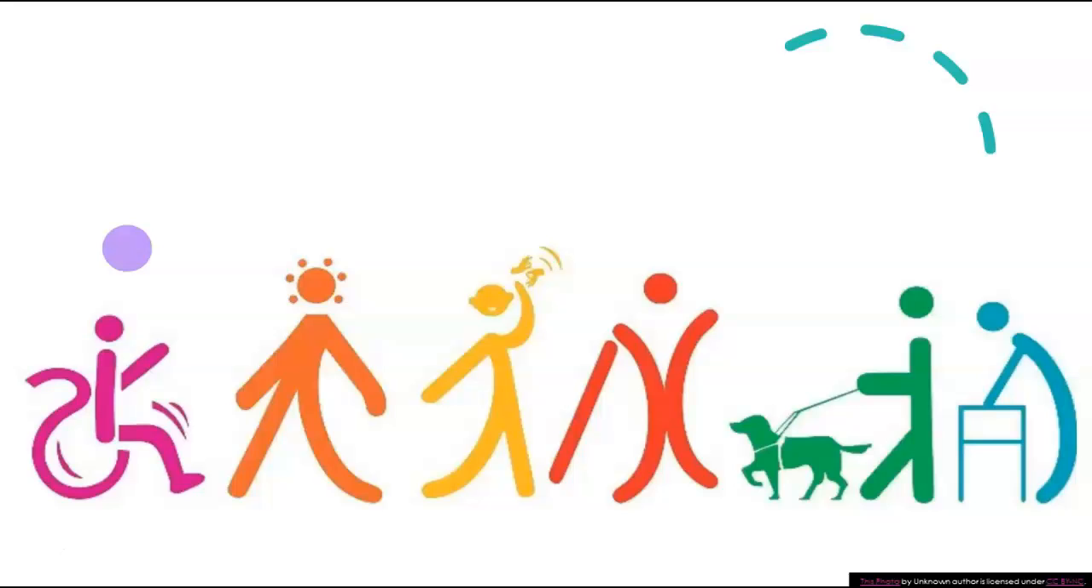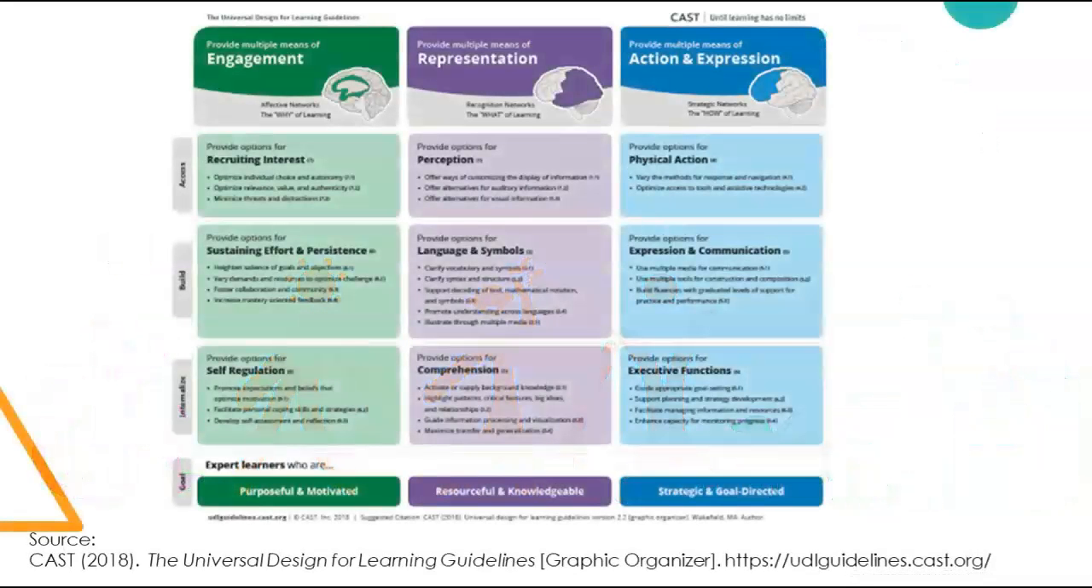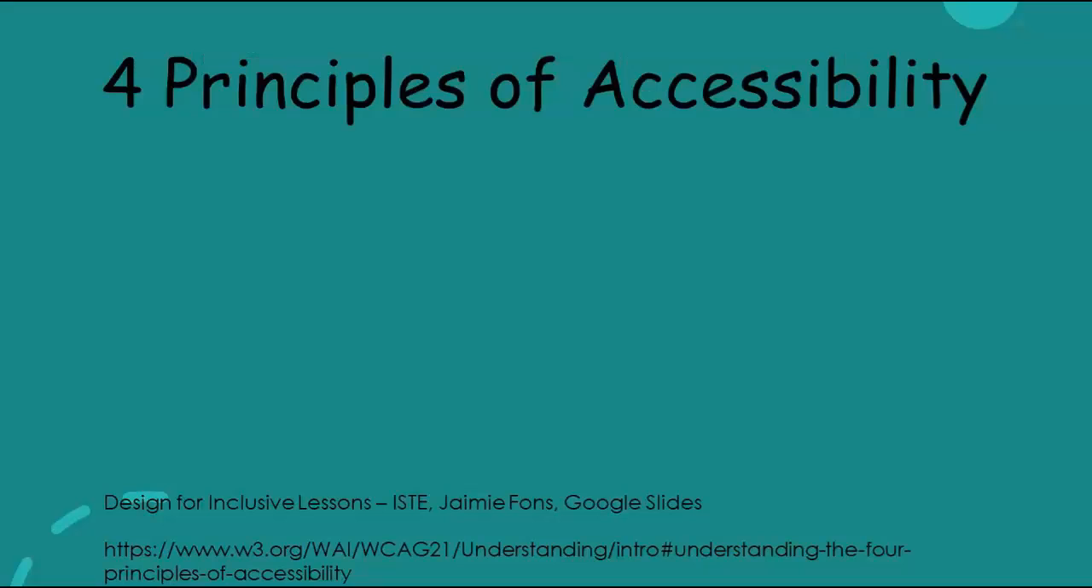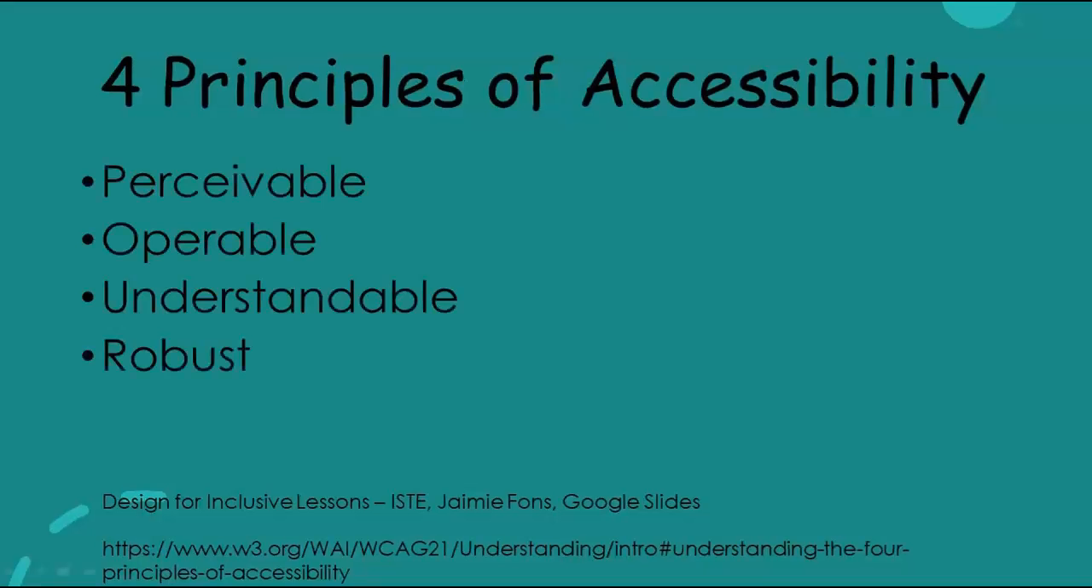You may be familiar with the term Universal Design for Learning, or UDL. There are 3 modes of providing an environment incorporating the principles of UDL: engagement, representation, and action and expression. With regards to technology and accessibility, in a presentation by Jamie Fons at ISTE Live 2020, she describes the 4 principles of accessibility as mentioned in the Web Content Accessibility Guidelines 2.0. The simple acronym is POUR.